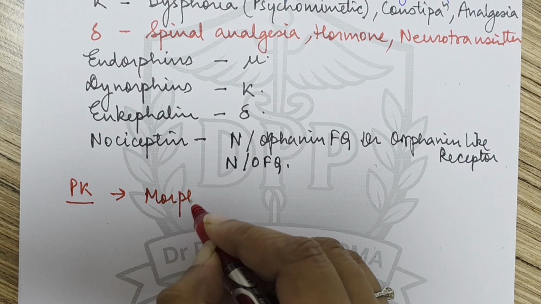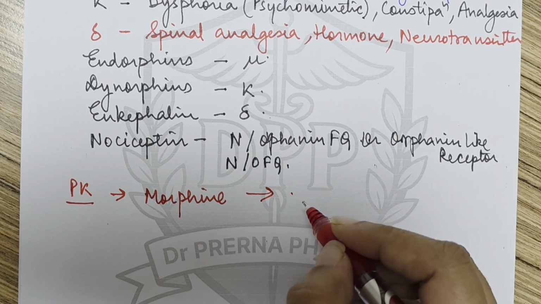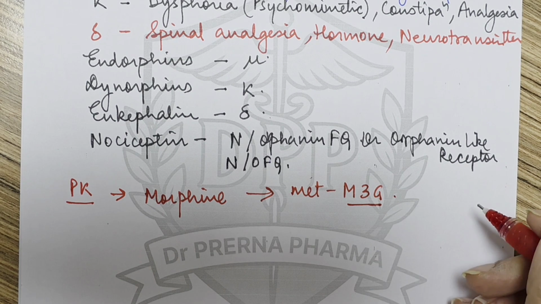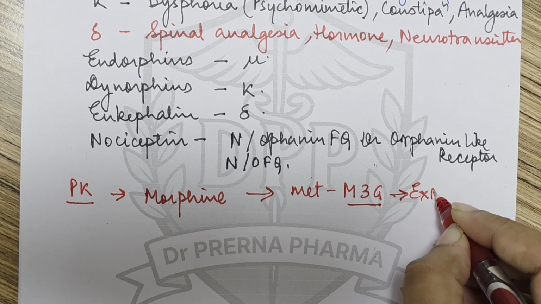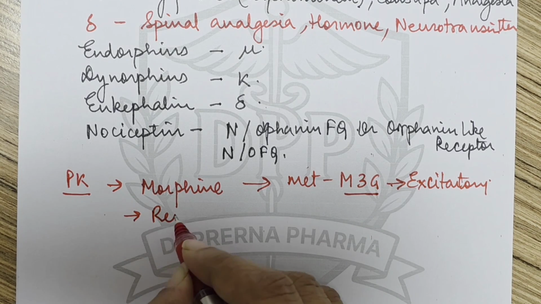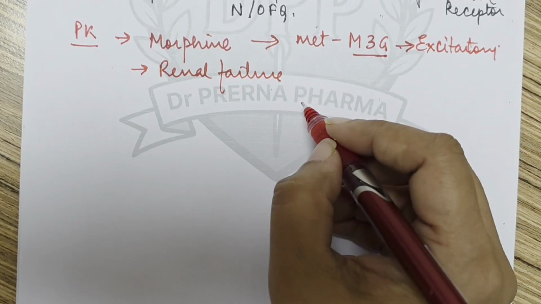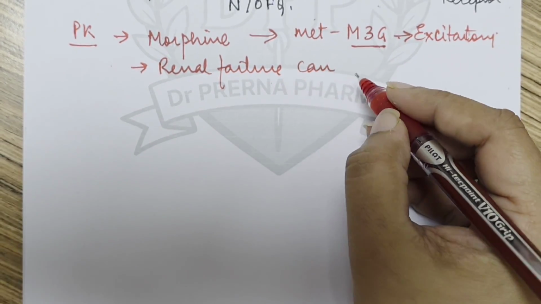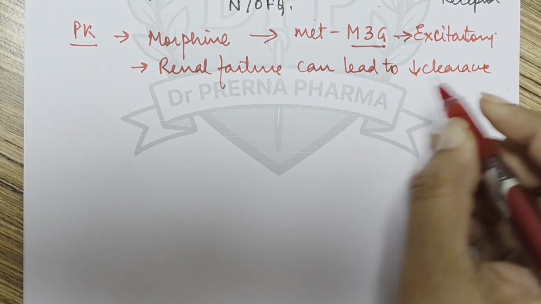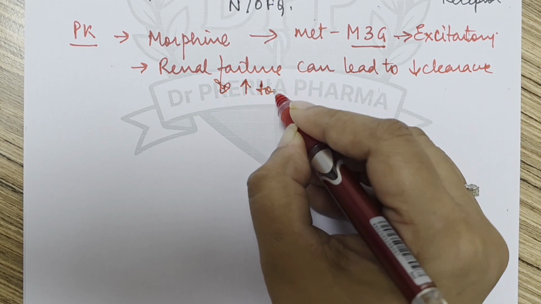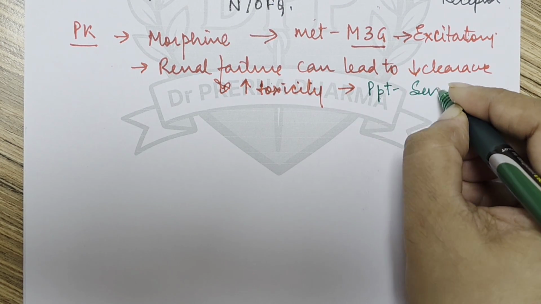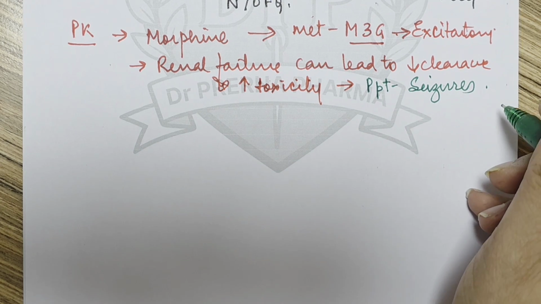Morphine is metabolized to morphine 3-glucuronide, and this morphine 3-glucuronide is excitatory in nature, or you can say it's neuroexcitatory, right? Then renal failure can lead to decreased clearance of morphine and increased toxicity, and it is seen that it can even precipitate seizures, right?